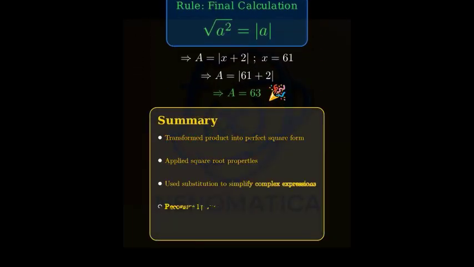Let's summarize what we've learned in this technical mathematics exercise. First, we identified the complex expression involving a product of consecutive terms. Second, we used algebraic manipulation to transform it into a perfect square form. Third, we simplified the nested square roots by applying the property that the square root of a perfect square is its absolute value. Finally, we calculated the exact value of a to be 63. This problem demonstrates important algebraic techniques, including factorization, substitution, and recognizing special patterns like perfect squares.